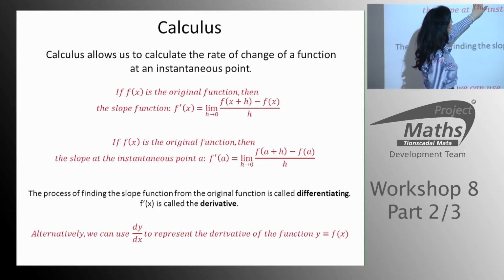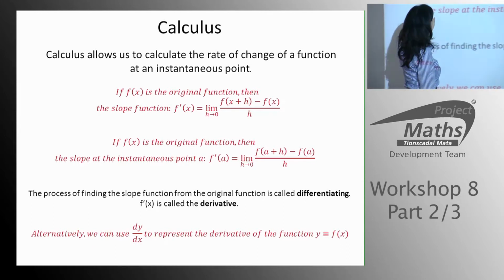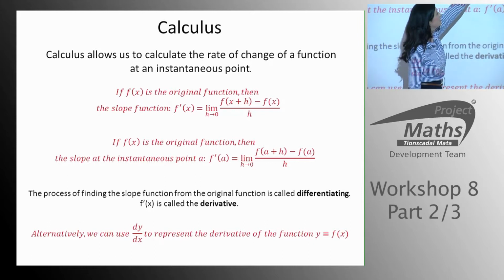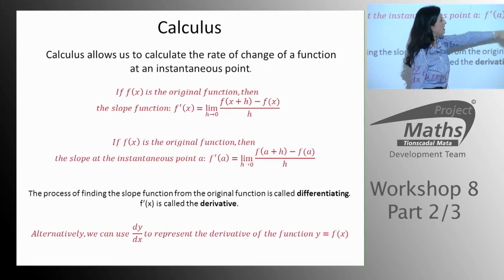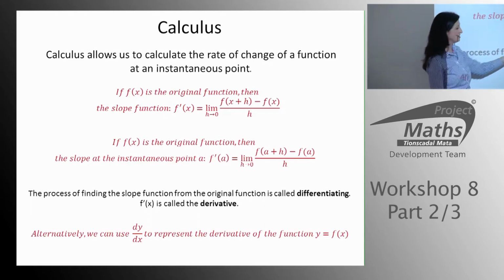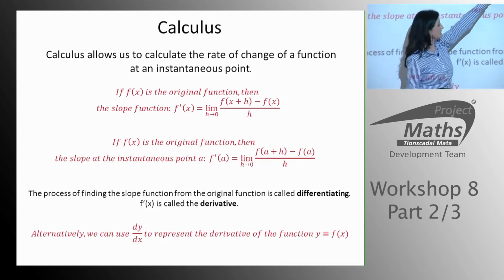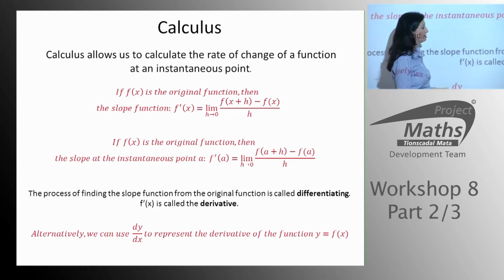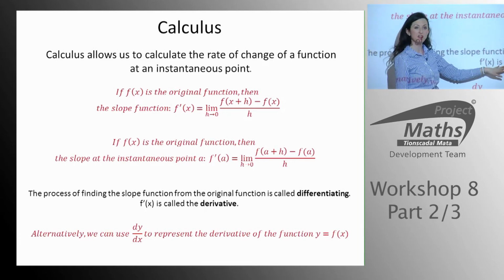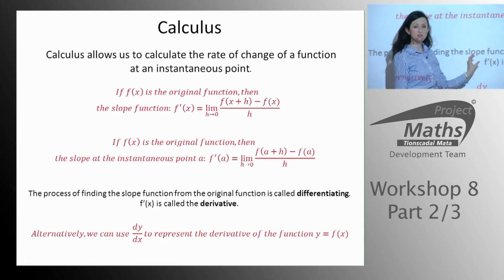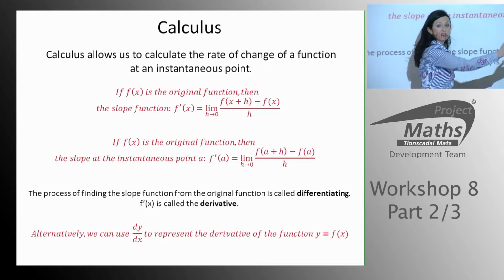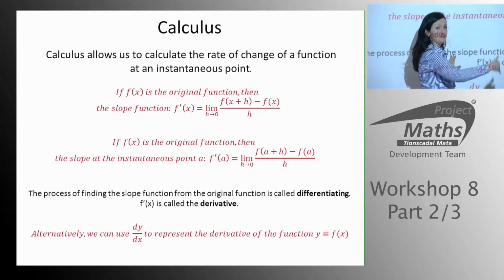If f of x is the original function, then the slope at the instantaneous point A will be just putting A into this expression, and this will get me the instantaneous rate of change at A. The process of finding the slope function from the original function is called differentiating, and f dash of x is called the derivative. I'm only putting these up because we're going to start using this notation, and the children will get comfortable with it after a while.